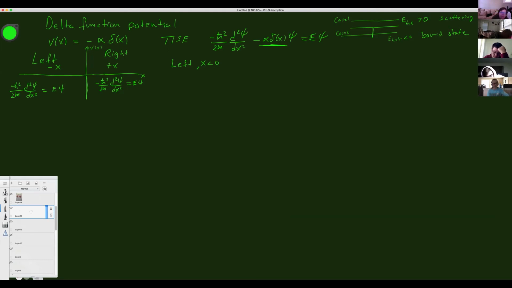But we're going to look at case 1. I'm pretty sure we're looking at case 1. Are we looking at the bound states? I got to figure out which one I want to look at first, actually.